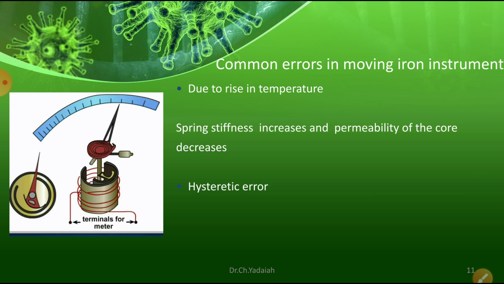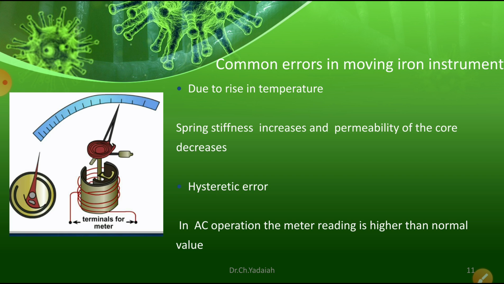Okay. At the same time, in AC operation, the meter reading is higher than the normal value. In case of AC operation, the frequency effect, the meter reading is higher than normal while you are using DC, due to the hysteresis effect, because hysteresis loss is proportional to the frequency. Okay. So then you can see it in the cross section of the moving iron instrument.